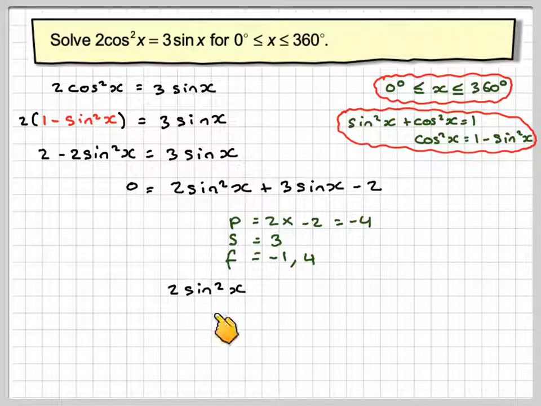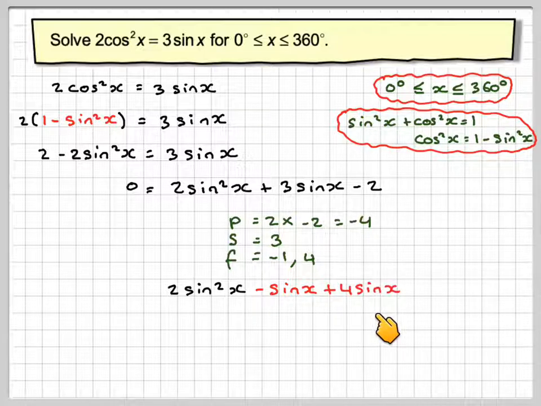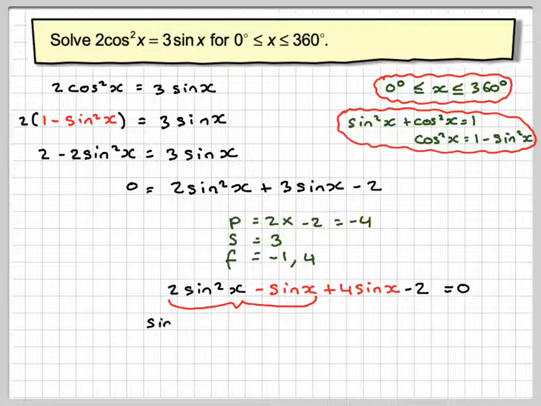So we're going to have 2 sine squared x. We're going to split the middle term up into minus sine x plus 4 sine x. We've got minus 2. And then we factorise by grouping. It's still equal to 0. So group these 2 terms together and we get a common factor of sine x. And here we're left with just 2 sine x minus 1. If you're not sure, multiply back in and see you get back to that.